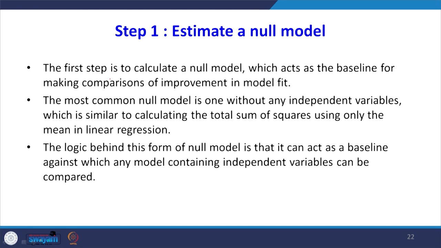The first step is to estimate the null model. What is a null model? The first step is to calculate a null model which acts as a baseline for making comparison of improvement in the model fit. The most common null model is one without any independent variables, which is similar to calculating the total sum of squares using only the mean in linear regression. It is like y bar. The logic behind this form of null model is that it can act as a baseline against which any model containing independent variables can be compared.